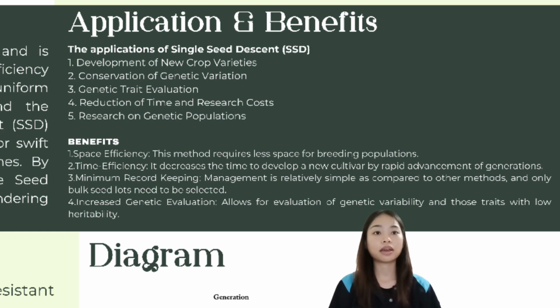First is space efficiency. This method requires less space for the breeding population. Other than that is time efficiency. It decreases the time to develop a new cultivar by rapid advancement of generations. Further is minimum record keeping. Management is relatively simple as compared to other methods and only bulk seed lots need to be selected. Lastly is increased genetic evaluation. It allows for evaluation of genetic variability and thus traits with low heritability.